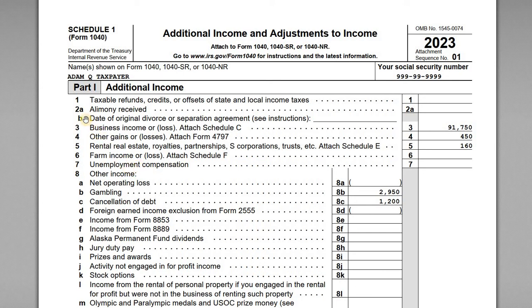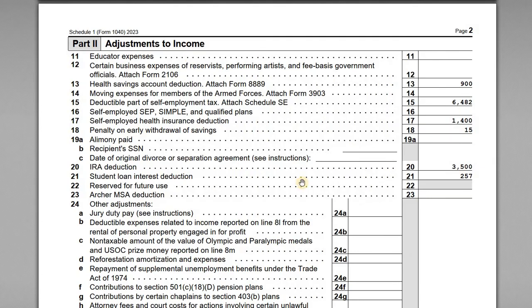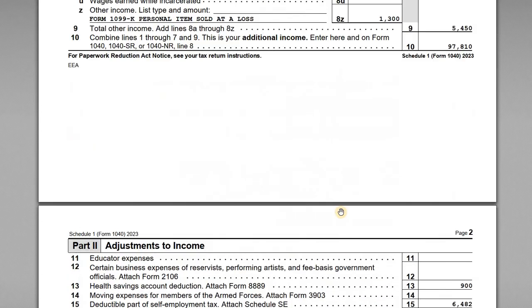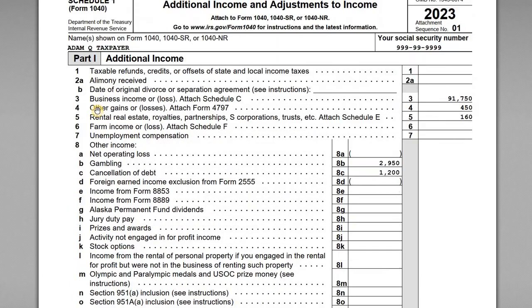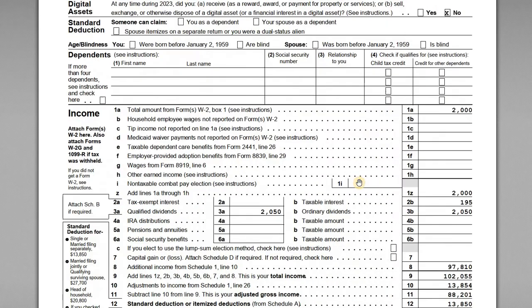Alright, for this video I wanted to do a quick walkthrough of the Form 1040 Schedule 1, which are additional income and adjustments to income. And this is going to be for the 2023 tax year. Now, Schedule 1 is two parts. So Part 1 is the additional income part, and then page 2 of this Schedule 1 covers those adjustments to income.